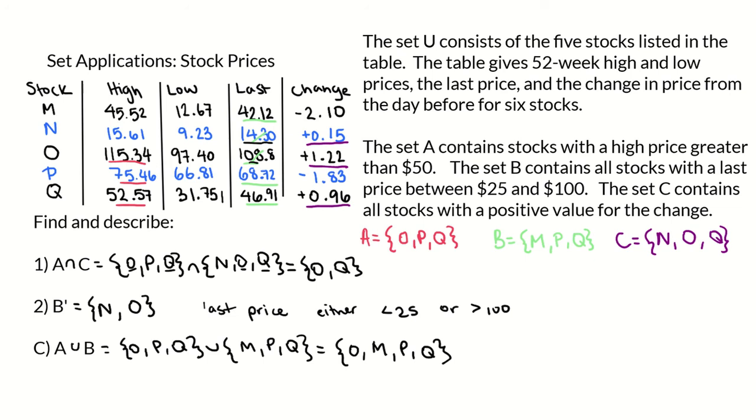And since that is elements that are either in A or in B or both, that means that we have all of the elements with a high price greater than 50. And we have all of the elements with a last price between 25 and 100. But the elements in this set don't necessarily need to have both of those properties.